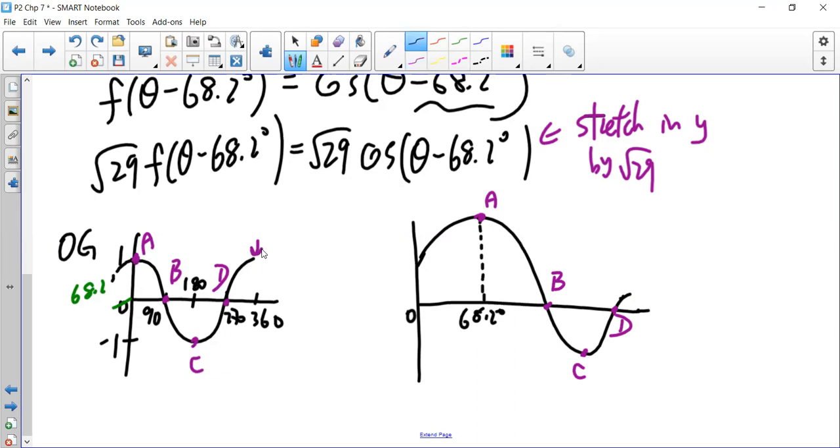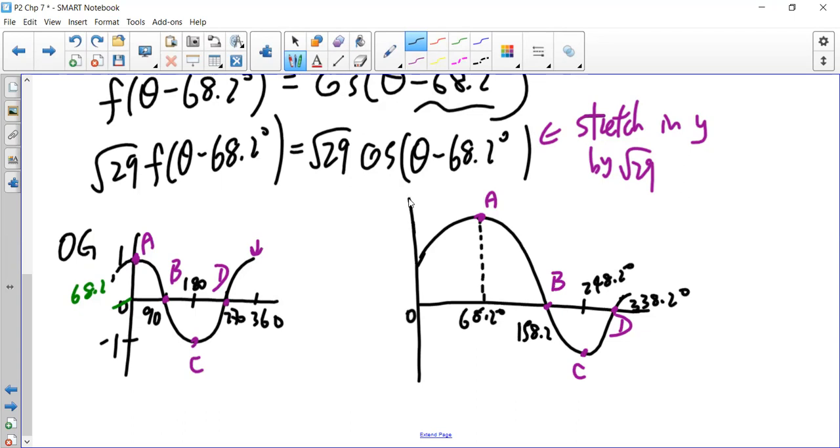So now let's keep going. Point B: 90 plus 68.2 is 158.2. That's why when you draw a graph, it's best to use a pencil. Point C, 180 degrees plus 68.2, now becomes 248.2 degrees. And point D, where it was 270, plus 68.2 is 338.2 degrees.